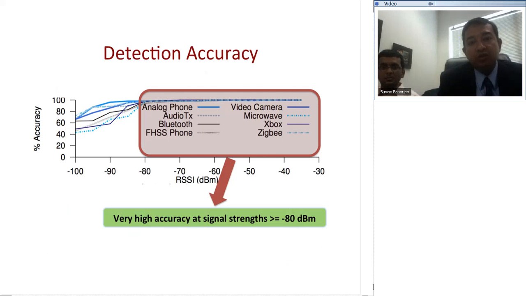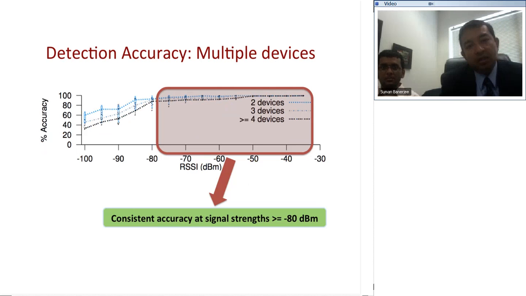The first result that we show is essentially that across a large range of devices, we get very high accuracy in correctly detecting that they are actually in the vicinity, even when the signal strength of these devices is relatively low, let's say less than minus 80 dBm. And in addition, when there are multiple of them operating simultaneously, let's say a Bluetooth device and a Zigbee device and a video camera, we can still detect them pretty accurately with very low false positives.